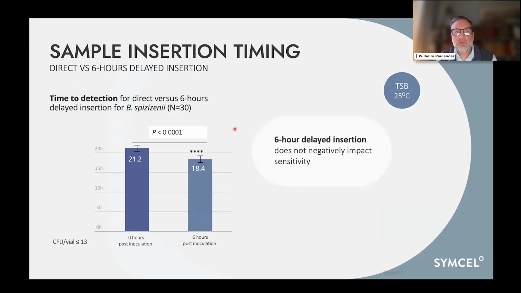If we then look at the effect of sample insertion timing, so the effect if you don't insert the sample directly into the measurement chamber, how will that affect the time to detection, or will it affect the whole assay? As you can see here, if you delay the insertion by 6 hours, you actually get faster detection time inside the system, which is maybe not that strange because the microorganism can, of course, divide at room temperature. However, even though it's a significant result, it doesn't affect our time to detection in total, right? So if we have a 72-hour assay, this doesn't affect the total assay.